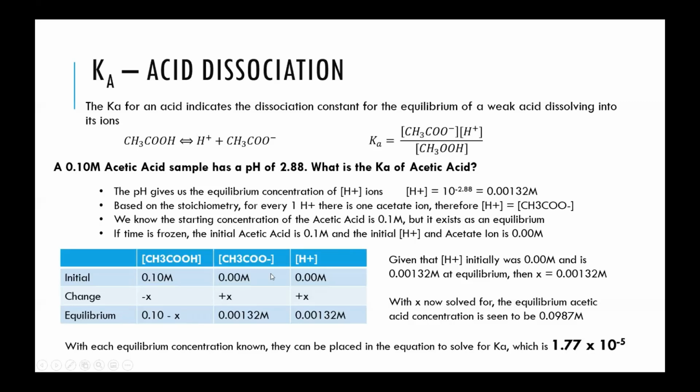So going through these types of ICE tables, you're looking at it as if time was frozen, as if you mixed all these together at time equals 0. Initially, in this example, a 0.10 molar acetic acid sample has a pH of 2.88. What is the Ka? Initially, there is 0.10 molar of acetic acid, and before it breaks apart, before time starts, you have a concentration of H+ and acetate ions of 0. However, this is not in equilibrium. It needs to shift. There are too many reactants, the pure acid molecule, and no products.